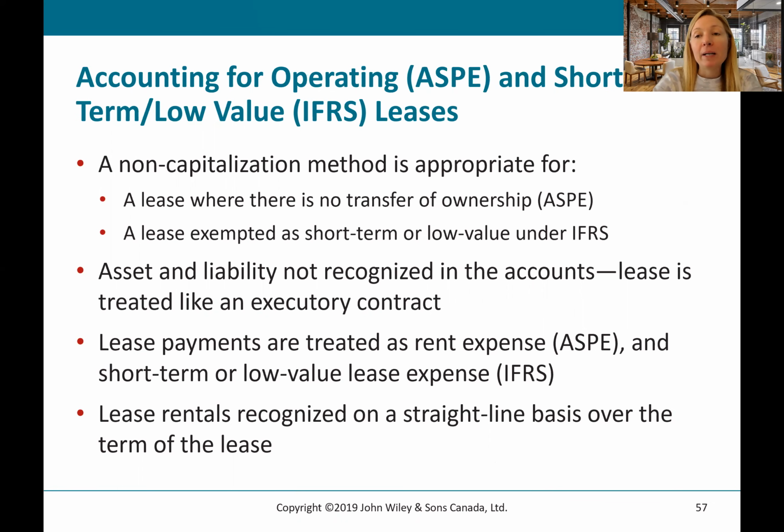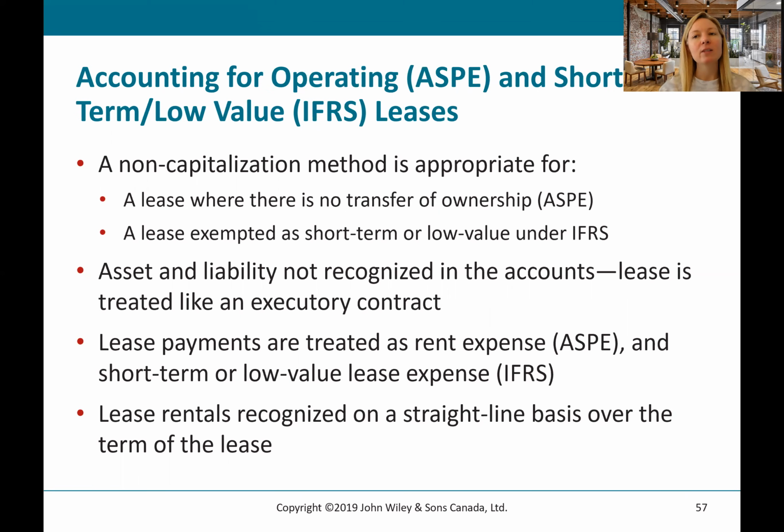So now we're back onto operating leases. Basically we would recognize something under an operating lease if there's no transfer of ownership under ASPE, and if it is short-term or low value under IFRS, which we've already talked about. We won't recognize any asset or liability. The lease payments are simply recognized as rent expense or short-term or low value lease expense, and then cash. The lease rentals are usually recognized on a straight line basis over the term of the lease.